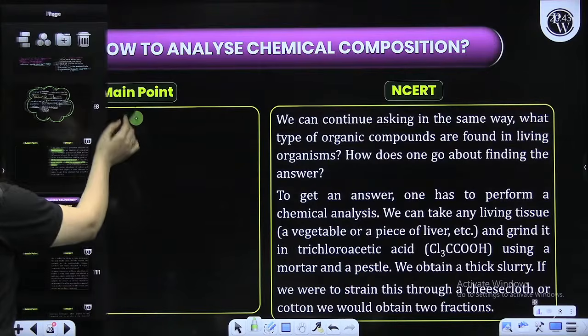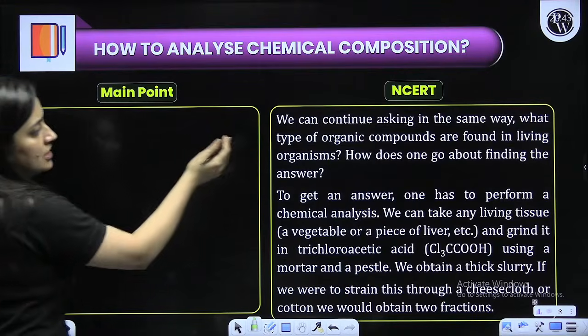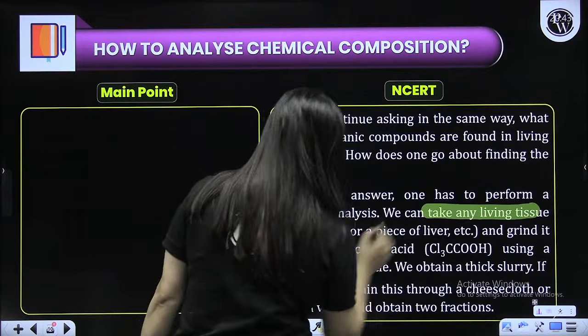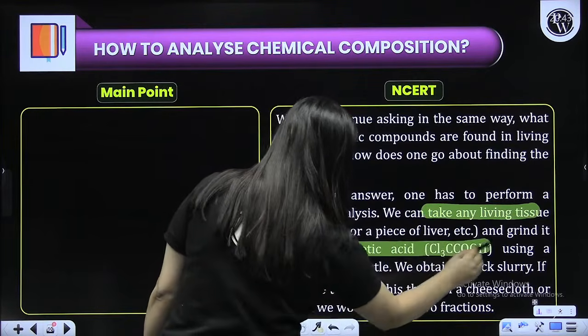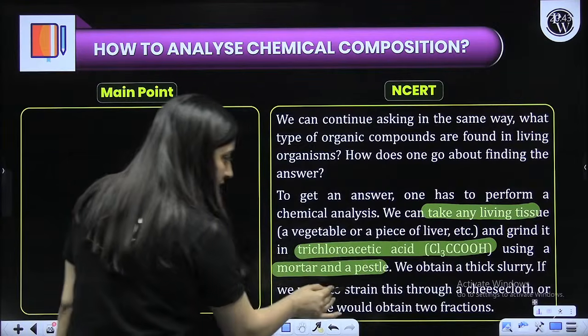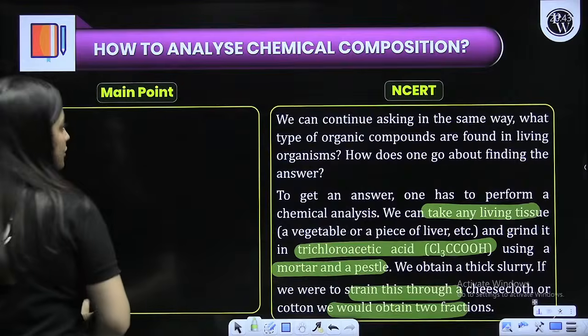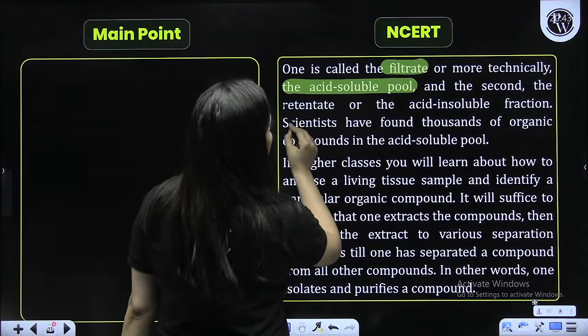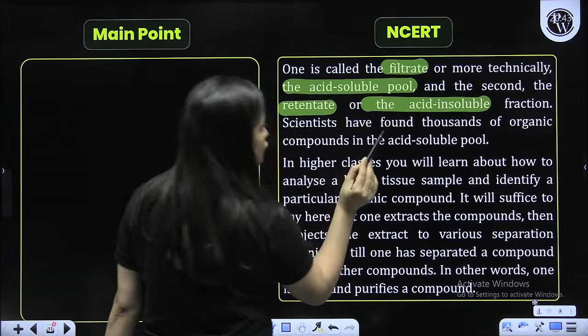Now comes how to analyze the chemical composition. Simply, whatever we have read, we can take any living tissue. You have to add trichloroacetic acid, using a mortar and pestle. You will get a slurry. You have to strain it. You will get two fractions. One is acid soluble, that is the filtrate. Another one is the retentate, which is acid insoluble, right?